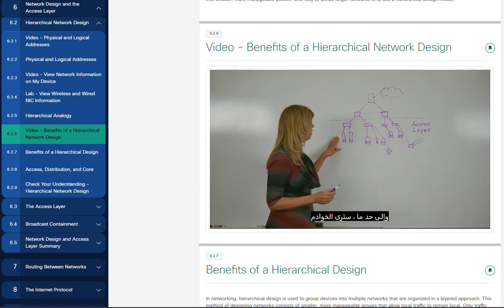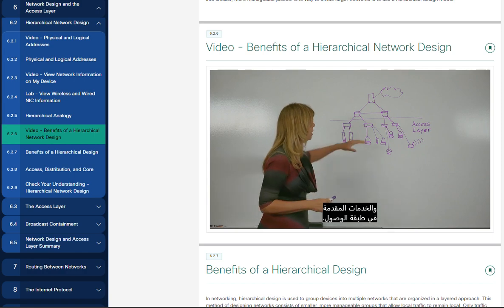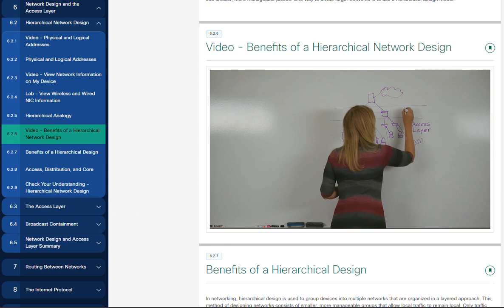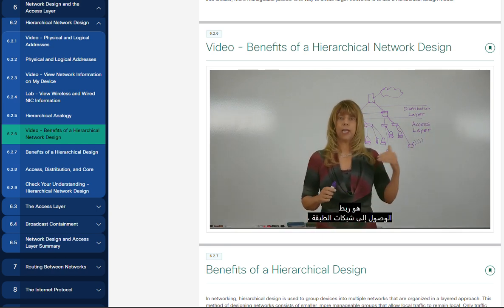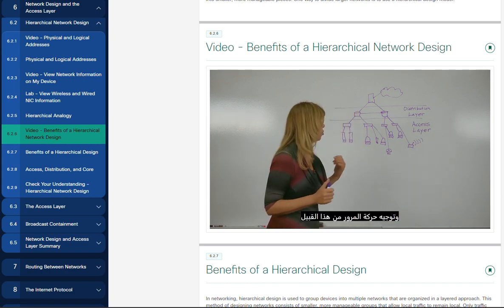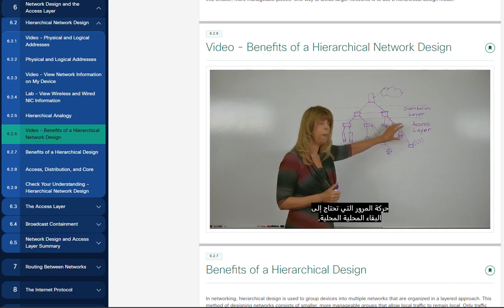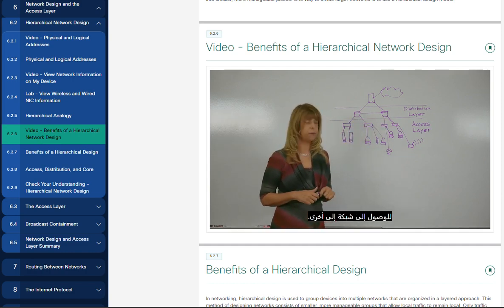And to some degree, you will see servers and services being provided at the access layer. The next layer up is the distribution layer. The distribution layer's main function is to interconnect the access layer networks and to direct the traffic such that traffic that needs to stay local stays local, and traffic that needs to traverse to remote networks actually has a path to use to get from one network to the other.